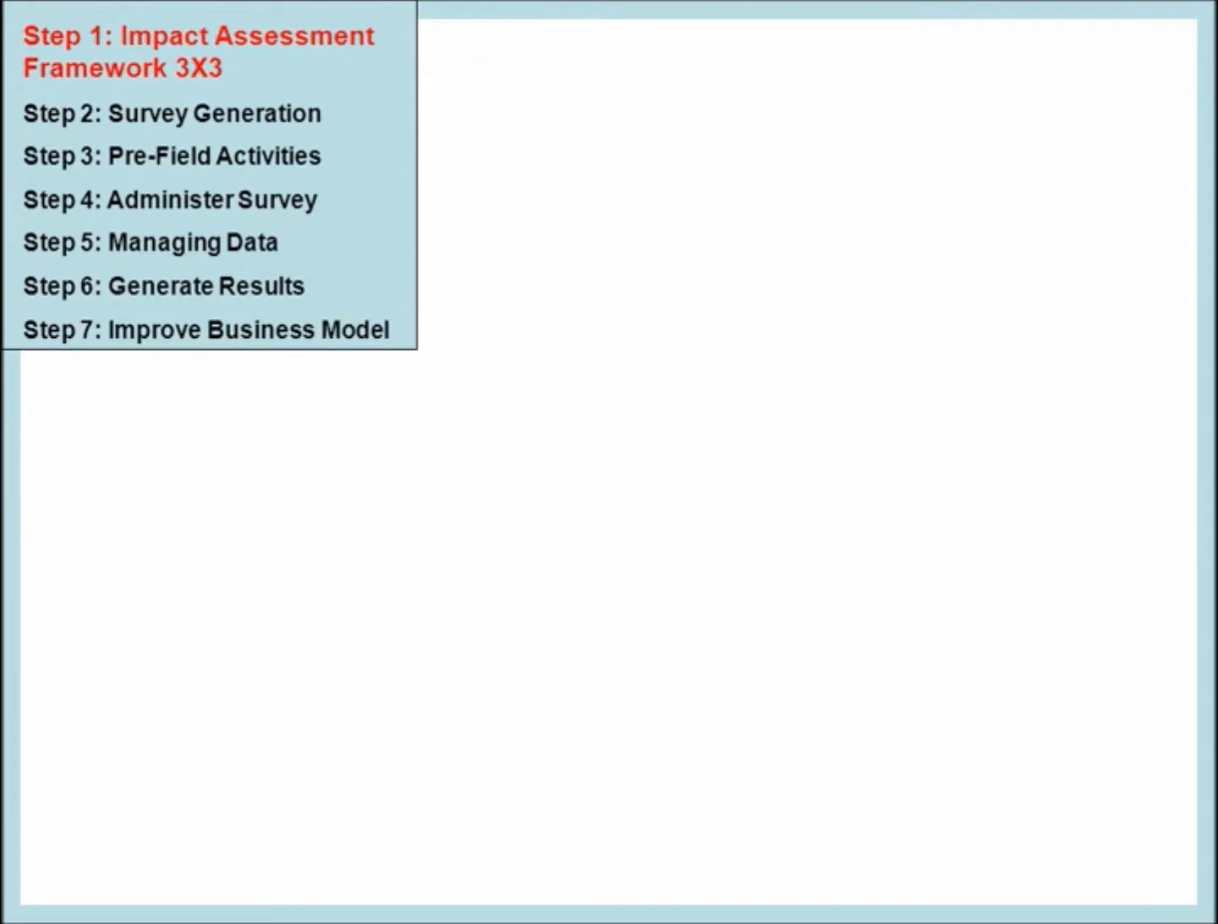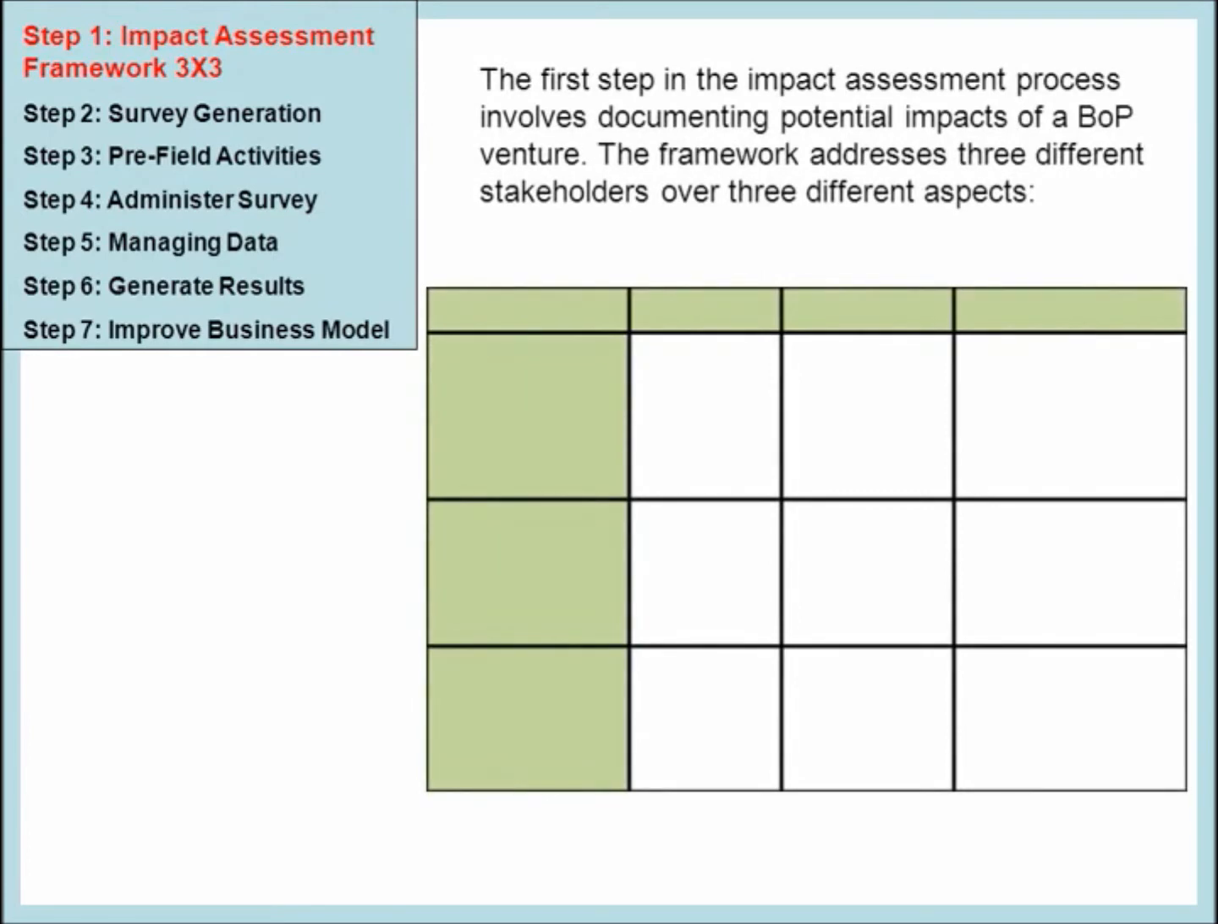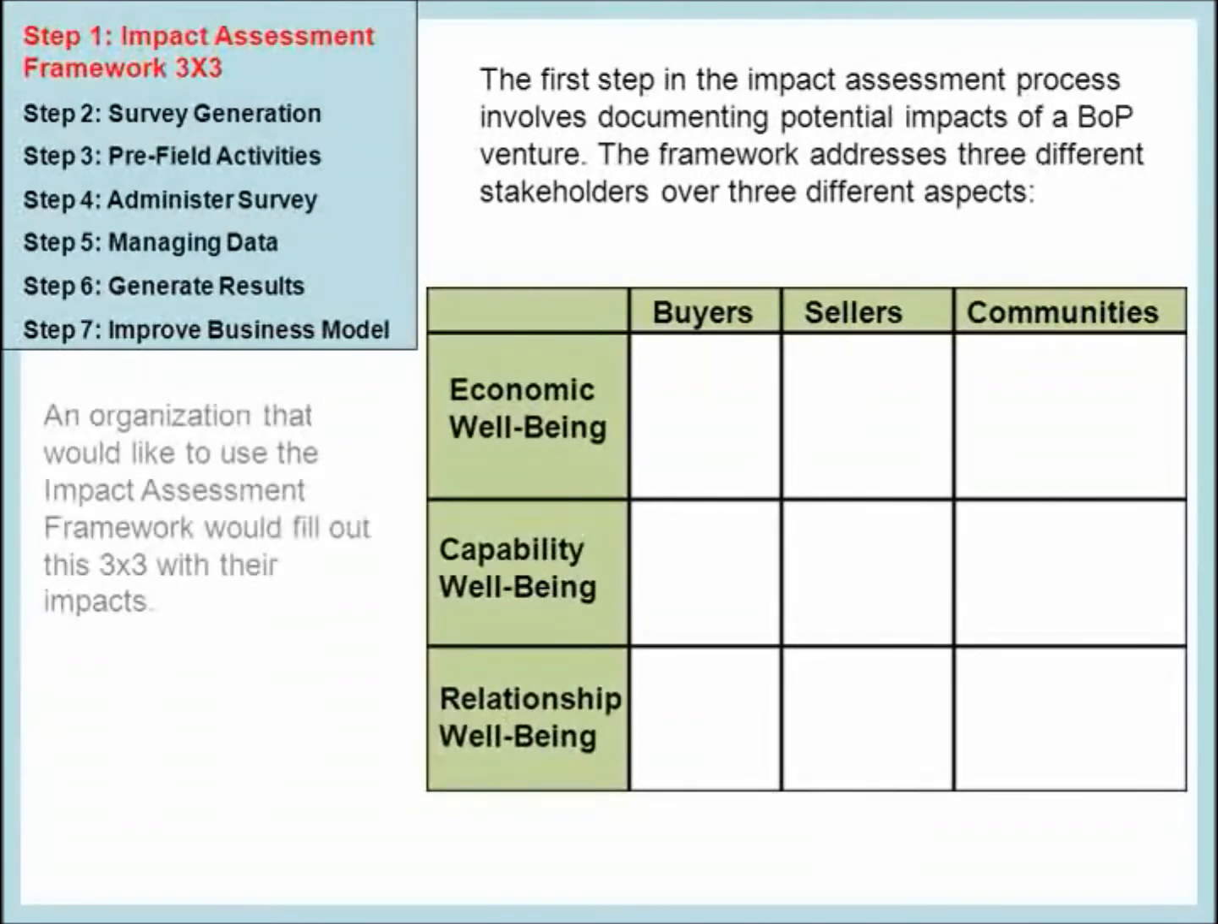The Base of the Pyramid Impact Assessment 3x3 is a tool that can help enterprises identify the impacts of a BOP venture. Each column in this grid represents a different group of stakeholders: local buyers, local sellers, or local communities. Each row represents a different area of impact, either economic, relationship, or capability well-being.